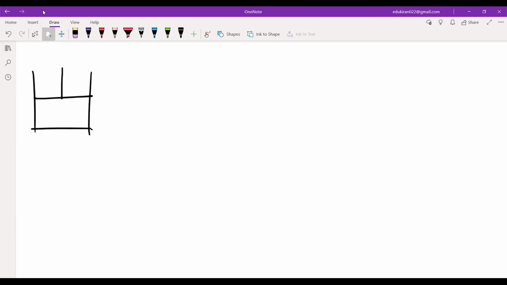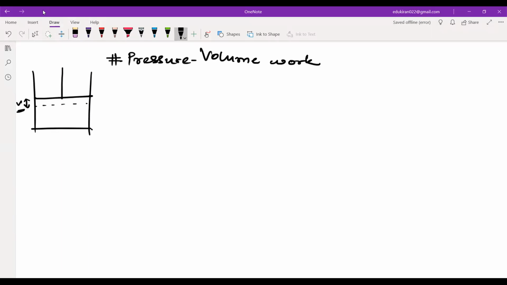Now here we can see that two things are involved: the pressure, and there is a change in volume. That means we are doing work in which two things are involved, pressure and volume, and hence it is known as pressure-volume work.